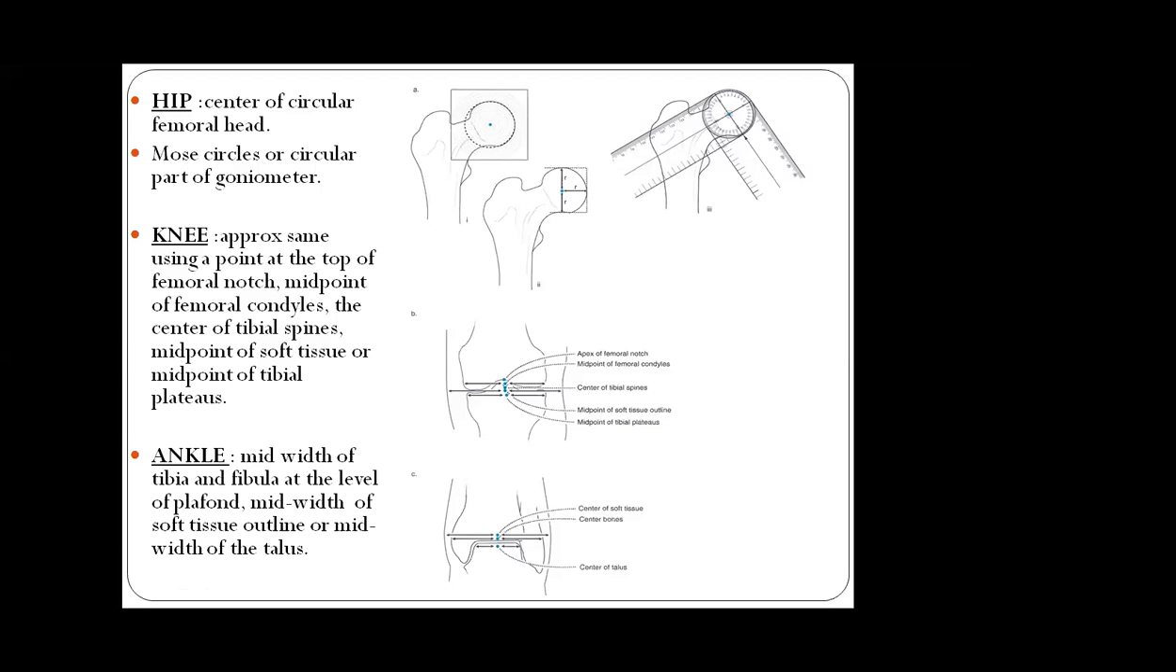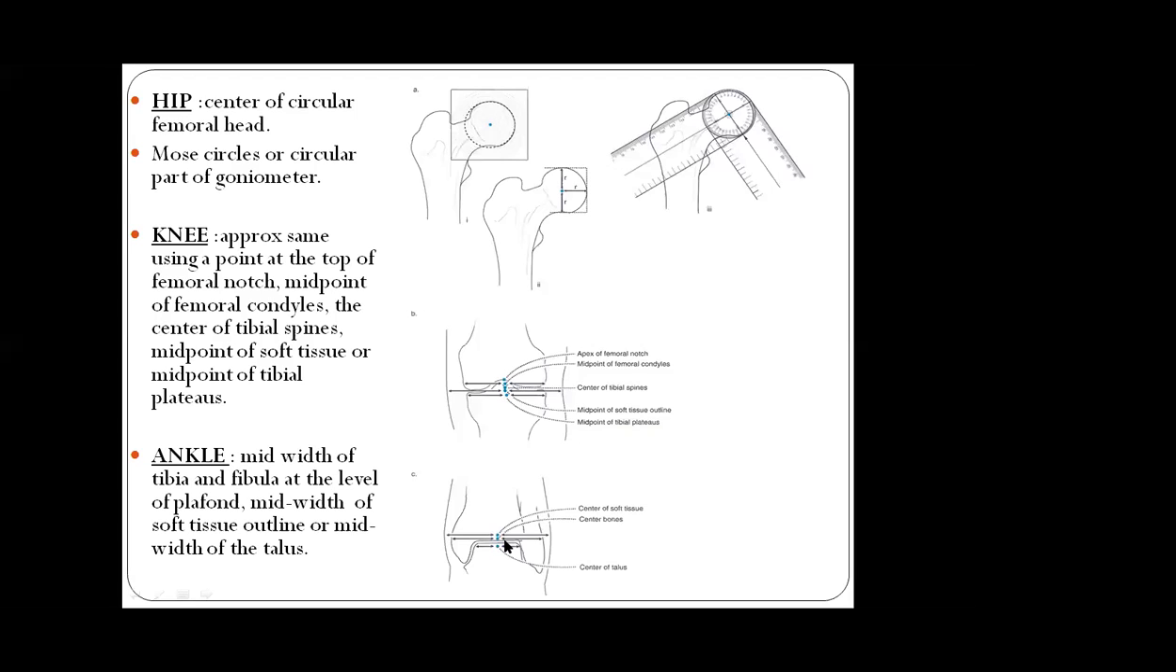Next is the center point of the ankle joint. The center point of the ankle joint is taken as the mid width of the tibia and fibula at the level of the plafond, or the mid width of the soft tissue around the ankle anteriorly, or the mid width of the talus. As in the case of the knee joint, all the points in the diagram can be taken into consideration as the center point of the ankle joint. For practical purposes, we take the center point of the tibiofibular distance at the level of the plafond. Okay.